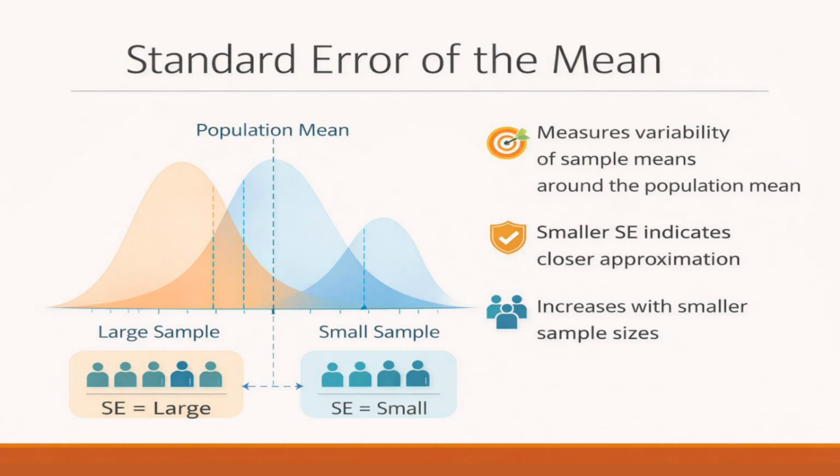Now, let's understand standard error of the mean, or SEM. SEM tells us how much the sample means vary around the population mean. Key idea: smaller SEM equals more accurate estimate. SEM depends on sample size. Example: sample of 30 equals higher SEM. Sample of 300 equals lower SEM. Larger samples produce more stable results.